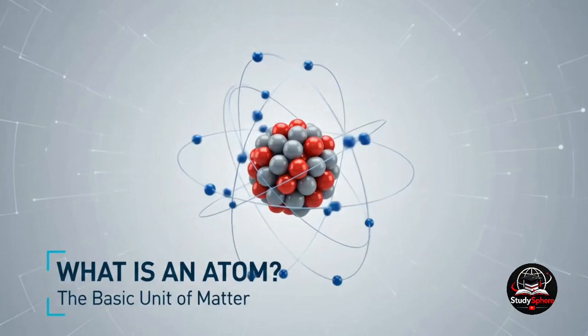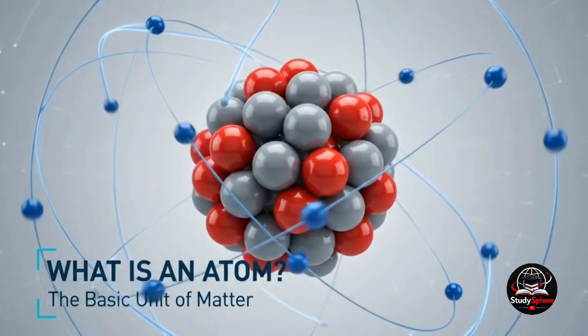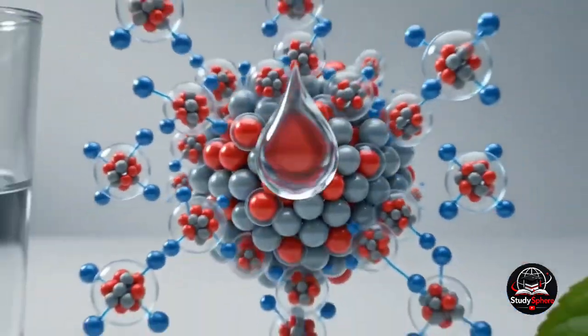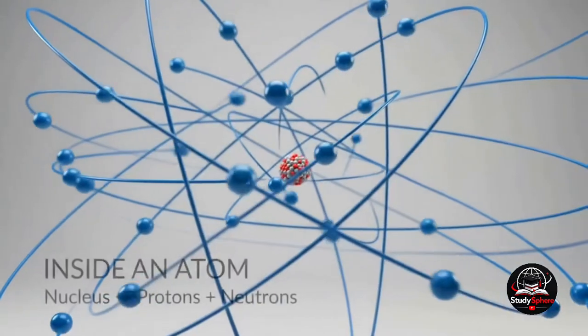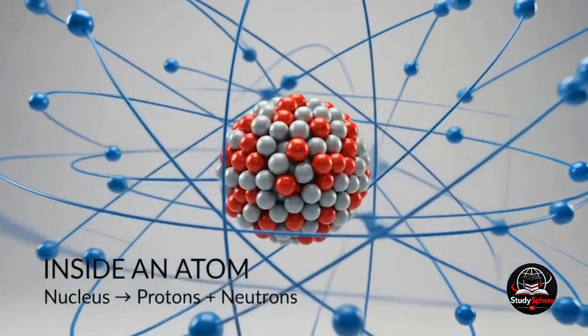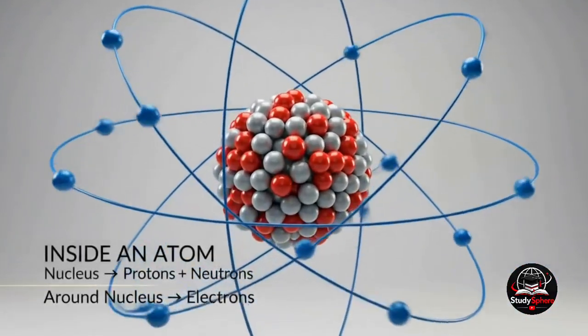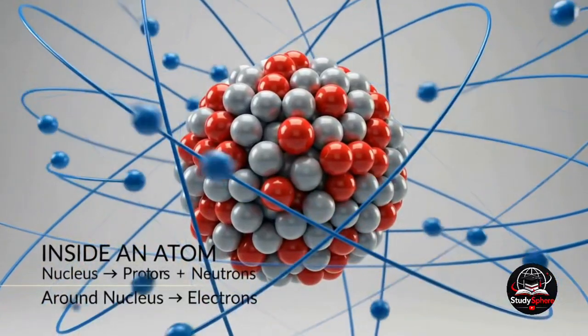An atom is the basic unit of an element. It is incredibly small, yet atoms combine to form all the matter we see around us. At the center of an atom is the nucleus, containing protons and neutrons. Tiny electrons move around the nucleus, completing the basic structure of an atom.